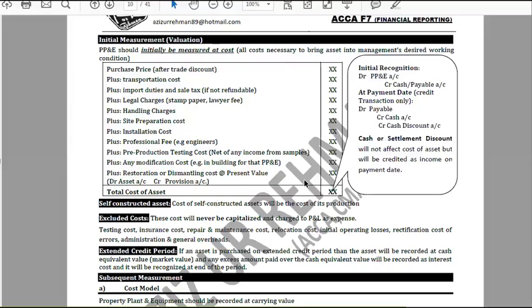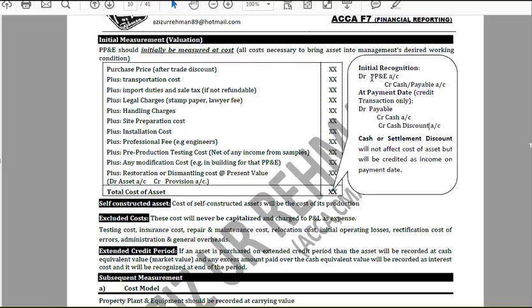So students, we have already taken an example and we have already considered all these expenditures. For example, first of all, purchase price, and please take the purchase price after the discount, plus any transportation cost or import duties or legal charges or handling cost. Or site preparation cost or installation cost or maybe professional fee, testing cost, and modification cost or dismantling cost. So this is the total cost.